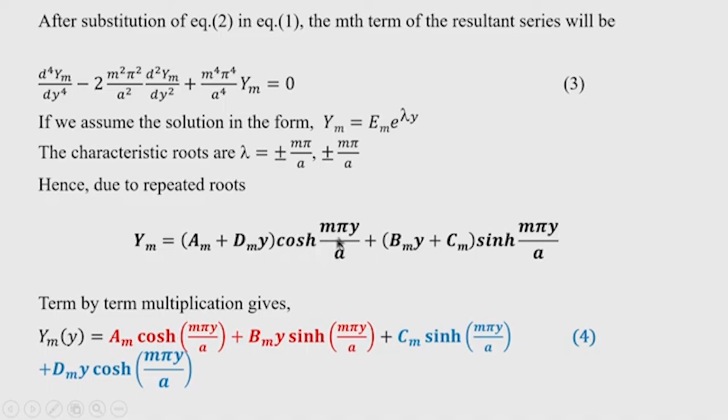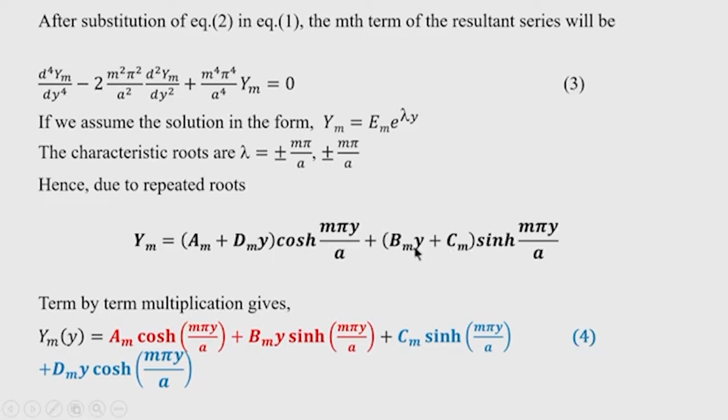So, therefore, this term will be symmetric. But when I multiply d m y cos hyperbolic m pi y by a, you can note that y is an odd function, whereas cos hyperbolic m pi y by a is an even function. So the product of an odd and an even function will again be an odd function, that is, the product of this antisymmetric term and the symmetric term will be antisymmetric.